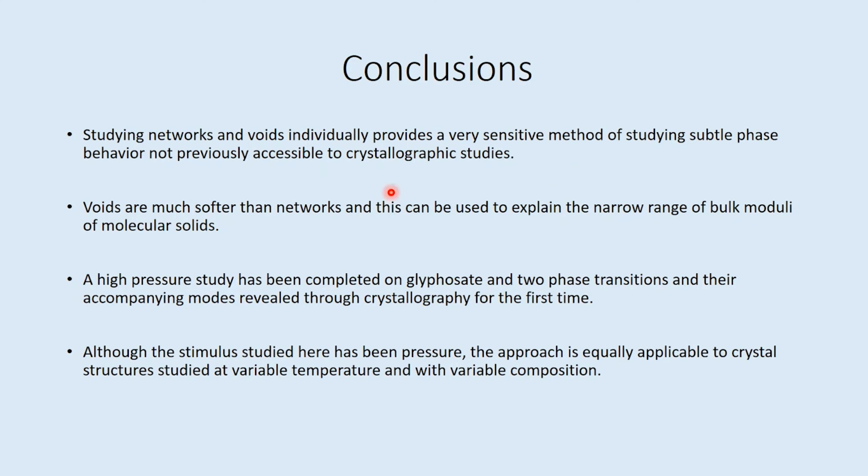Also, a high pressure study has been completed on glyphosate, and we've identified two phase transitions and their accompanying modes through the crystallography. This is the first time they've been identified in this way. Although the stimulus in this study has been pressure, it is also equally applicable to studies at variable temperature and variable composition.